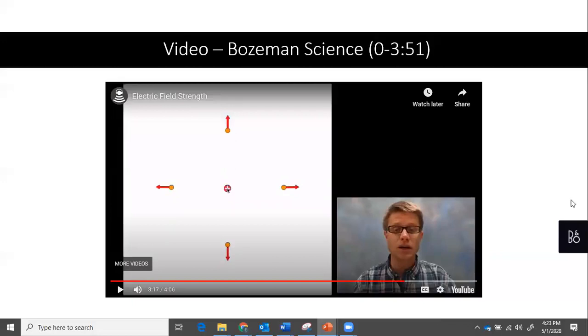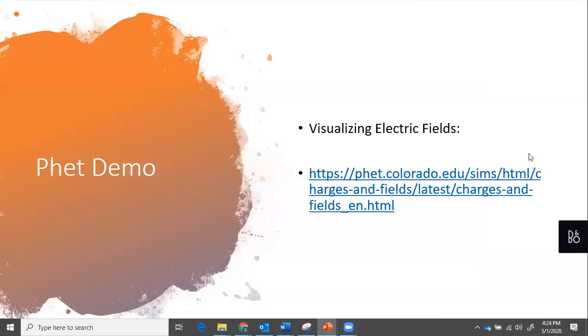We're going to stop our video here. So I just want to reiterate a point that he was putting charges in the middle, but these points here are not other charges. They're just indicators of what the electric field looks like. And so let's explore this a little bit more.